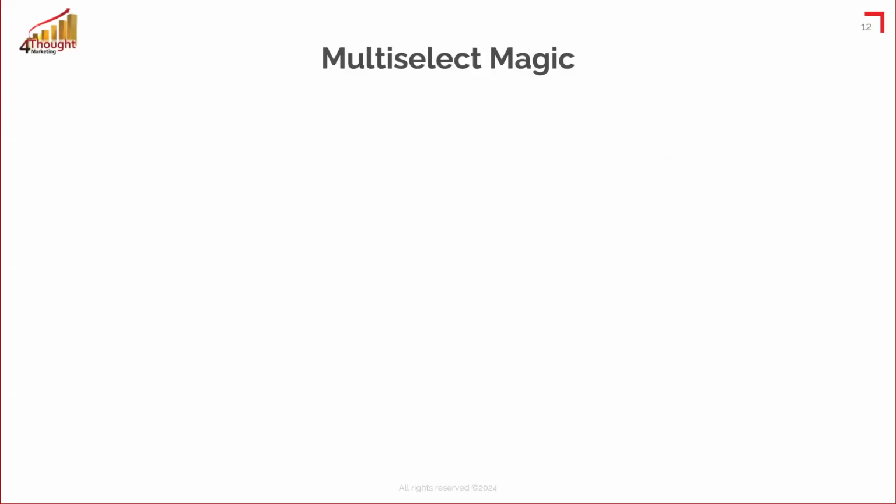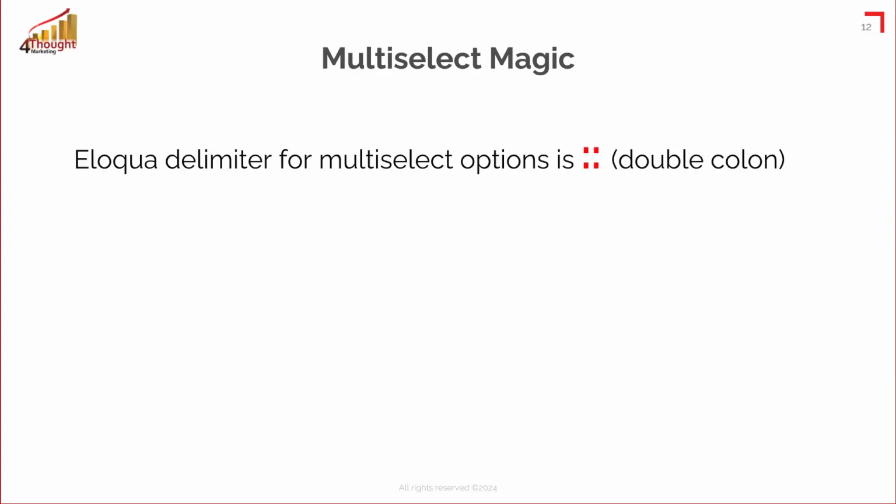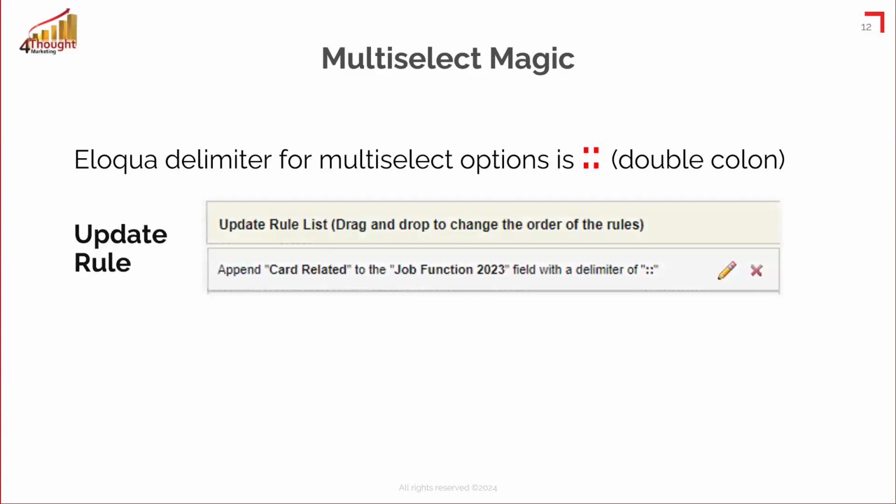So here's where I'm going to talk a little bit more about multi-select, because I know that is a capability that I think is very useful, and especially when it comes to job function, because you want to be able to select multiple functions that could apply in different scenarios. Eloqua uses the delimiter of a double colon for multi-select values, either on a form submission or just in the data structure. So we're going to leverage this in the update rule itself.